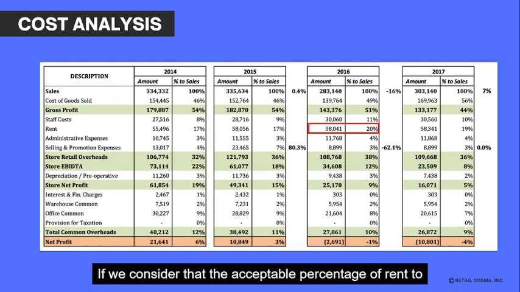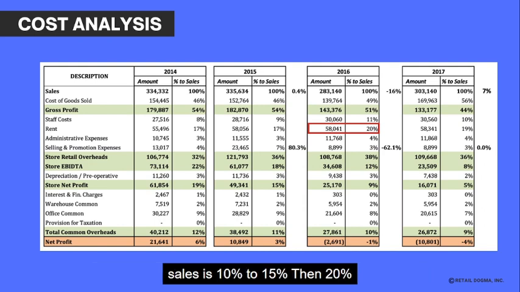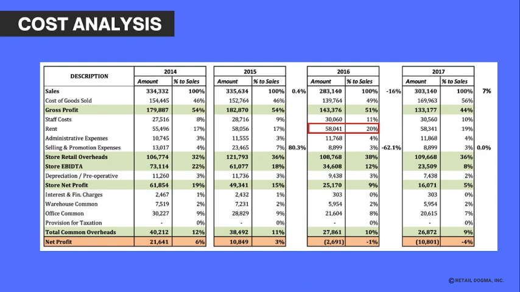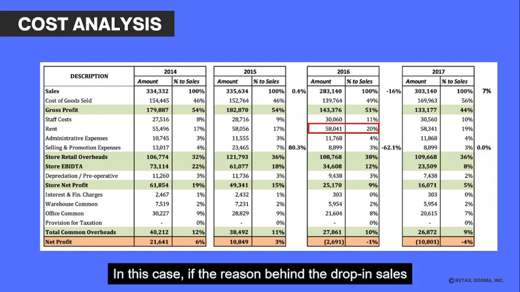If we consider that the acceptable percentage of rent to sales is 10% to 15%, then 20% is starting to be far above the benchmark. In this case, if the reason behind the drop in sales is related to the mall itself, as we explained in a previous lesson, it might be time to renegotiate the rental agreement so that the rent to sales ratio could be brought down to acceptable levels.